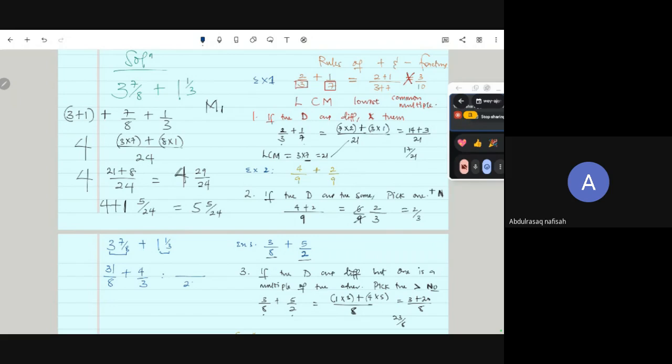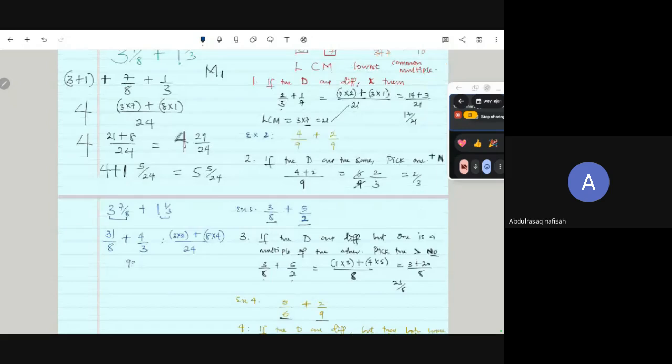Our LCM is going to be 24. How many can I see in 24? 3. So that will be 3 times 31 plus, how many 3s can I see in 24? 8. 8 times 4. So 3 times 31 is going to be 93 plus 8 times 4 is going to be 32 over 24. That gives 125 over 24. So how many 24s can you see in 125? It's so obvious, 5. 5 times 24 will give us 120. So it means that we have 5, remainder 5 over 24. And that's the answer.